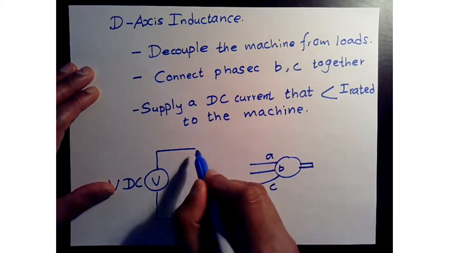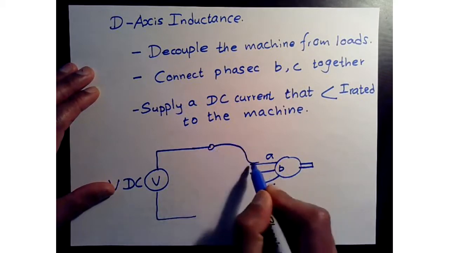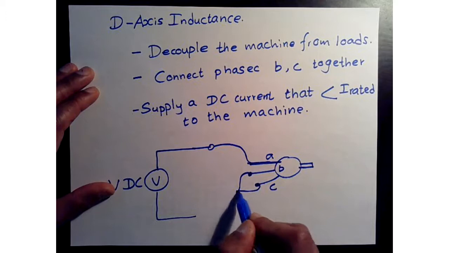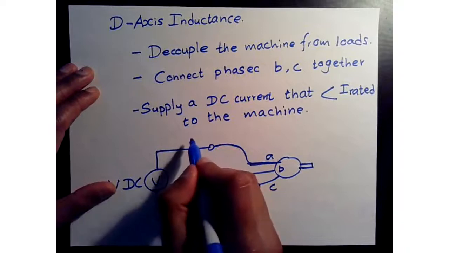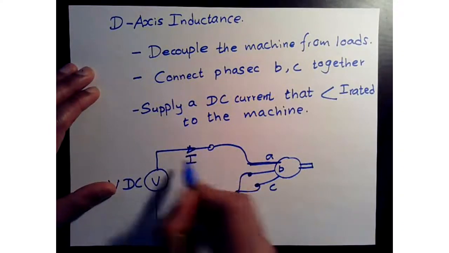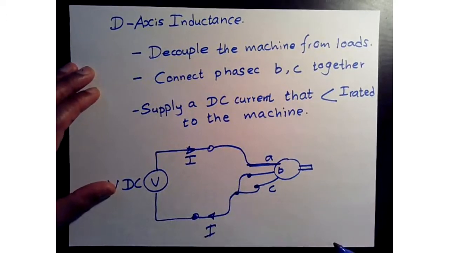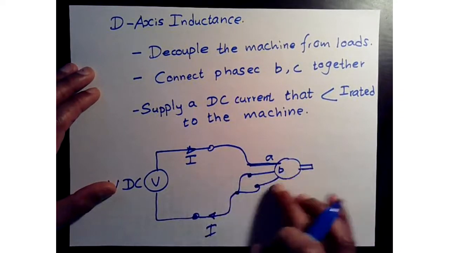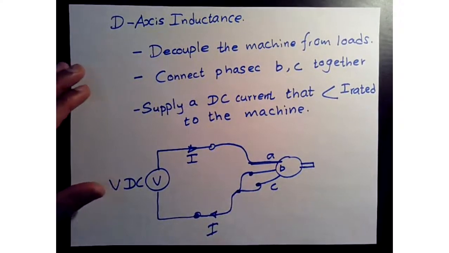Okay, so this is what we do. We apply, let's call this I, and then the current goes through and comes back, so the total current I will return. Okay, so this current direction is important, going through A, coming back from B and C. Why is it important? That is the key question here.